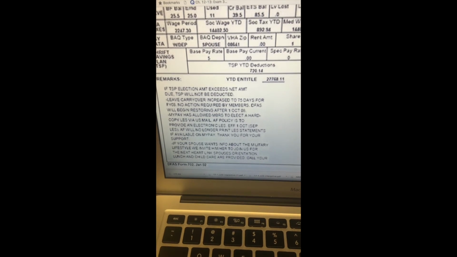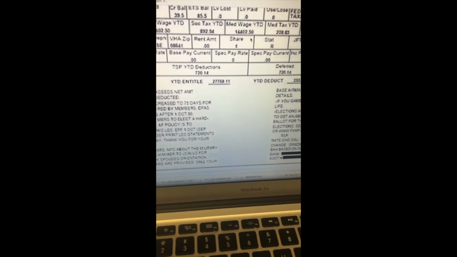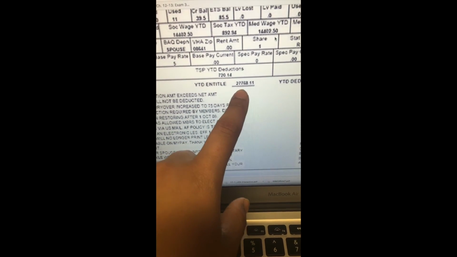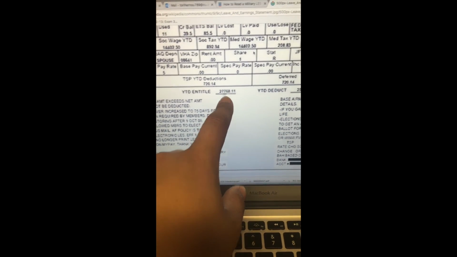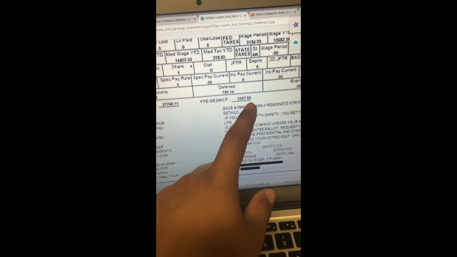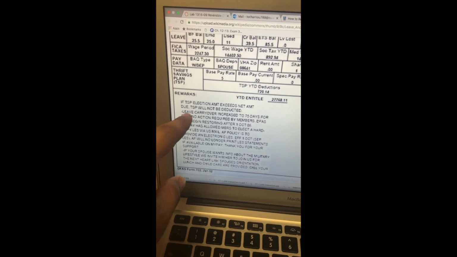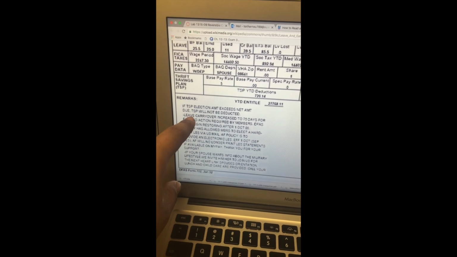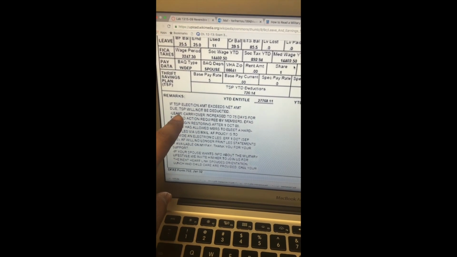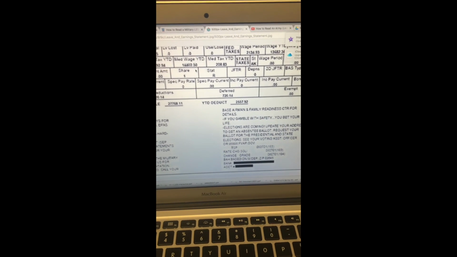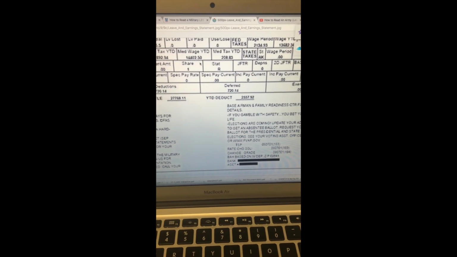So the remarks section is important to pay attention to because it will have the total entitlements and allowances that will be given to you and the total deductions that will be given to you for the year. It also will have start and stop dates for a certain allowance or a certain deduction. So these are important to pay attention to, and to just better understand the LES.